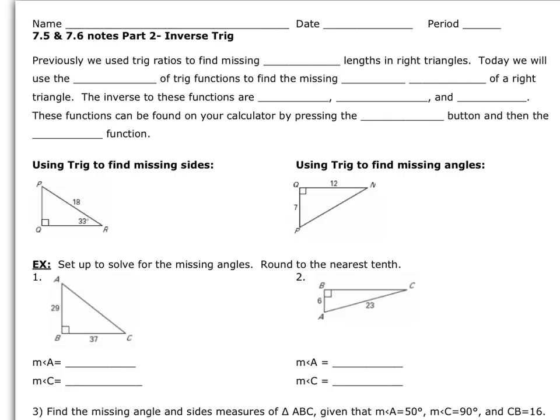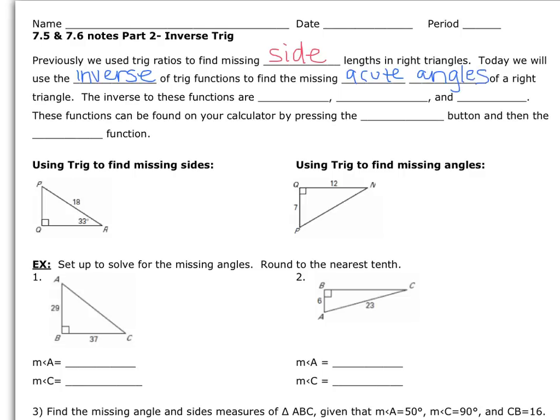So previously, when we were using the trig ratios, we used them to find the missing side lengths in right triangles. All right, but today what we're going to do is use the inverse of the trig functions. Okay, the inverse of the trig functions, and we're going to be able to find the missing acute angles. So we're going to find missing angles today instead of sides of a right triangle.